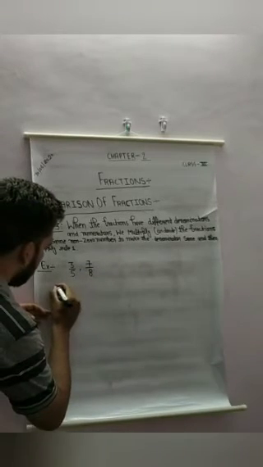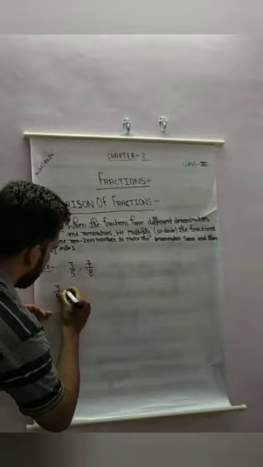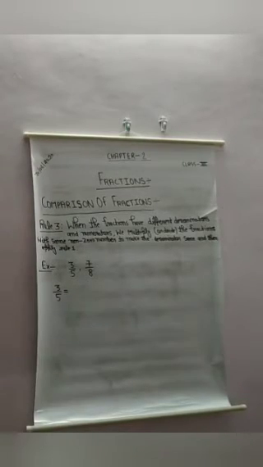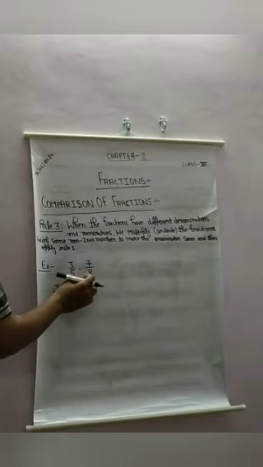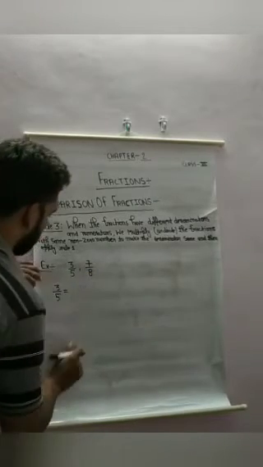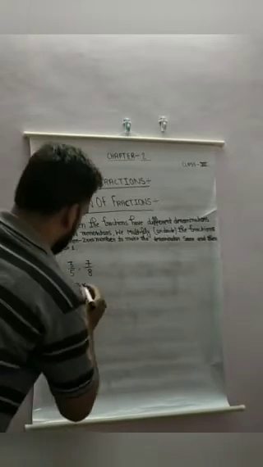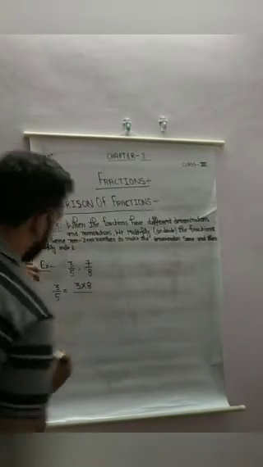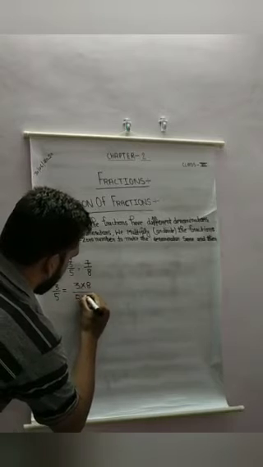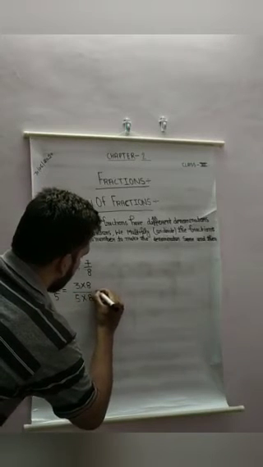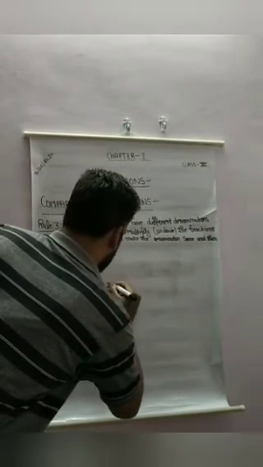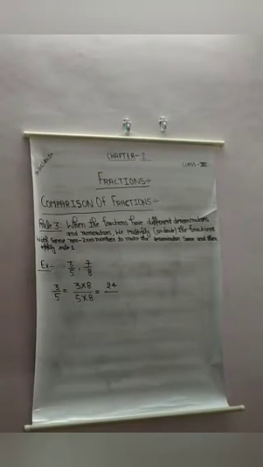So 3 upon 5 is equal to, the LCM of 5 and 8 is 40. So 3 into 8 upon 5 into 8 is equal to 3 eights are 24 upon 5 eights are 40.